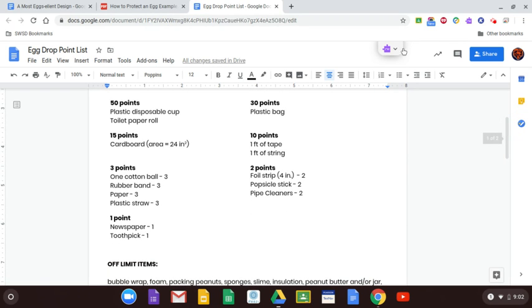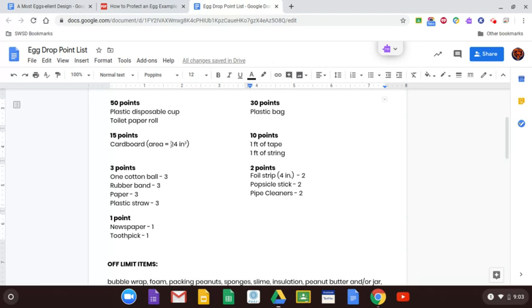So these are things that you may have around the house that you want to include in your design. And this is kind of just an overview so far. I'll be adding on to this list as we go along and I hear some of your ideas. But a plastic disposable cup, like a Solo cup, is worth 50 points. A toilet paper roll, so the little cardboard on the inside, 50 points. A plastic bag is worth 30 points.